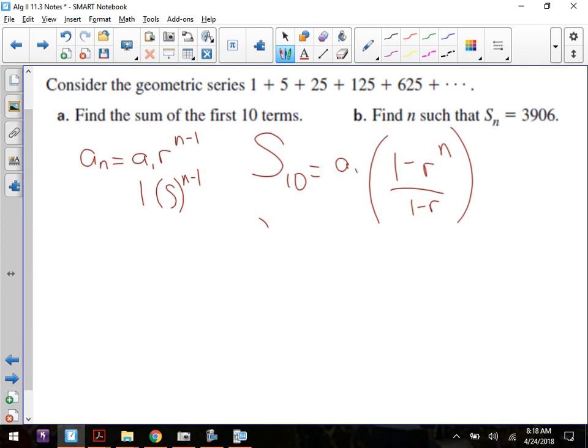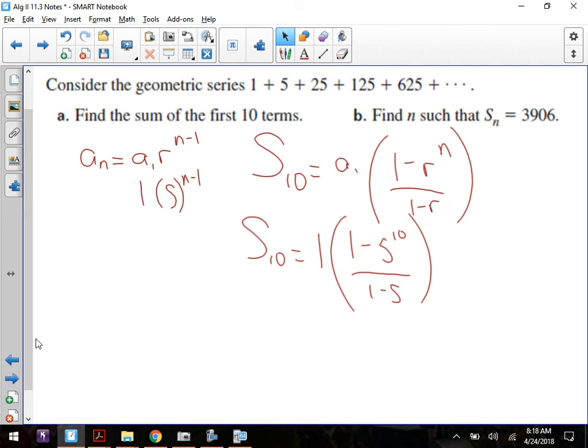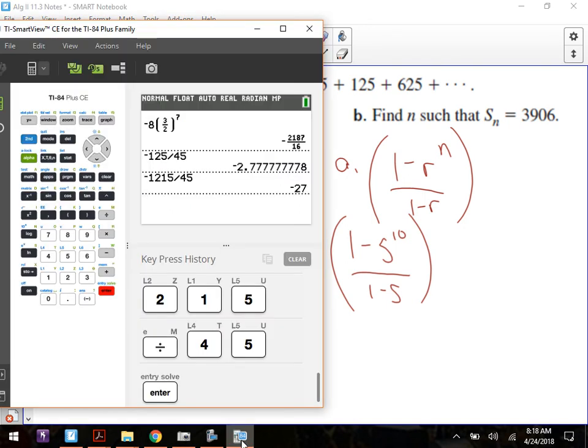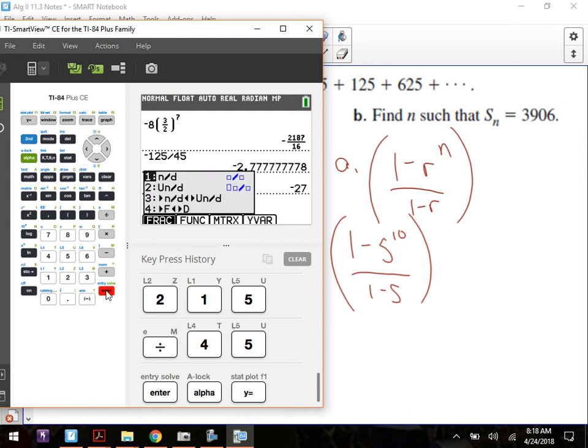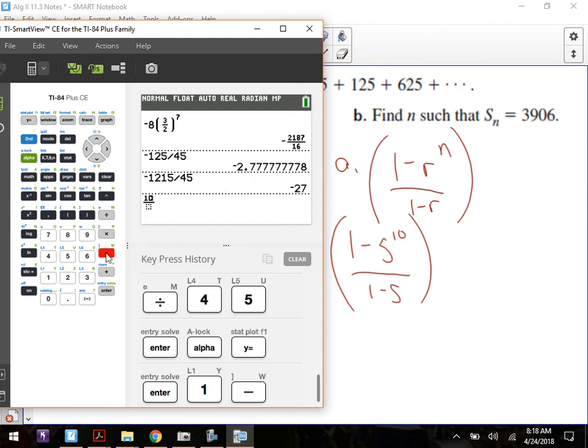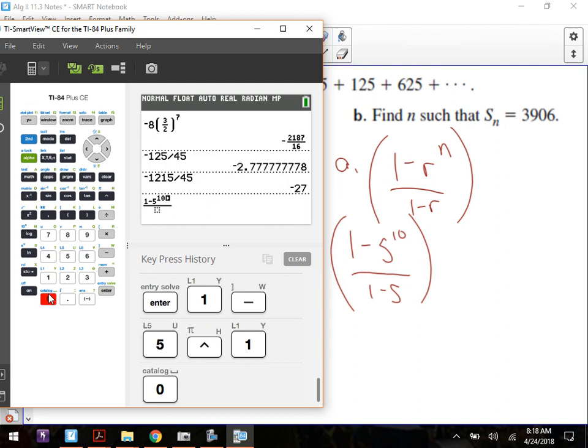So, put it together. We know then that the sum of 10 is 1 times 1 minus 5 to the 10th over 1 minus 5. Again, go right to the calculator. Do I need to really worry about that 1 out in front? I can just create the fraction bar and put it in. So if I do a fraction bar, alpha y equals 1 minus 5 to the 10th over 1 minus 5.